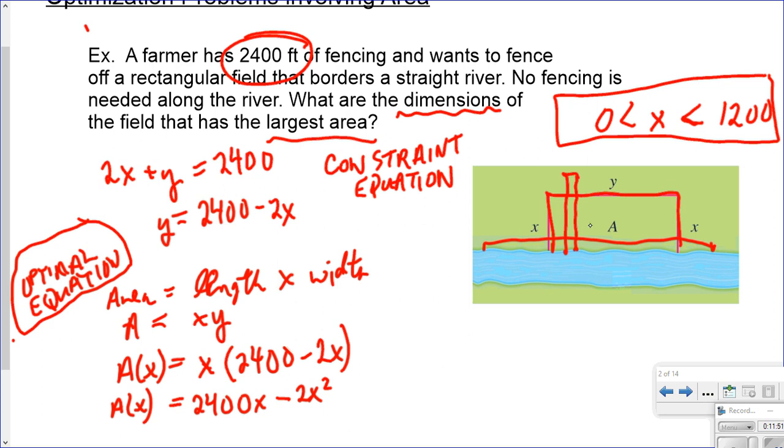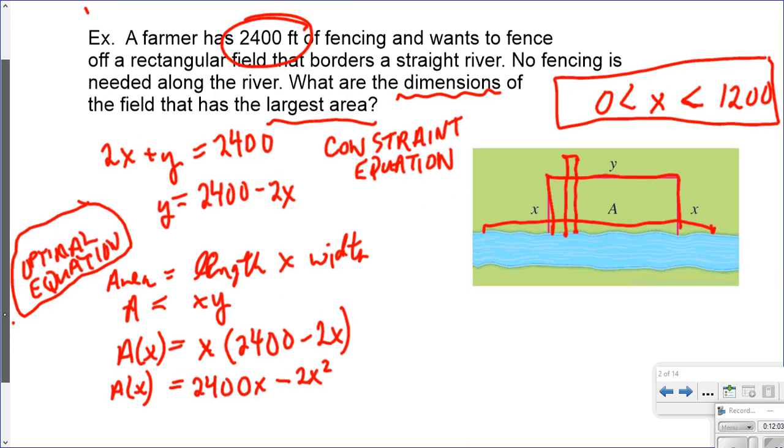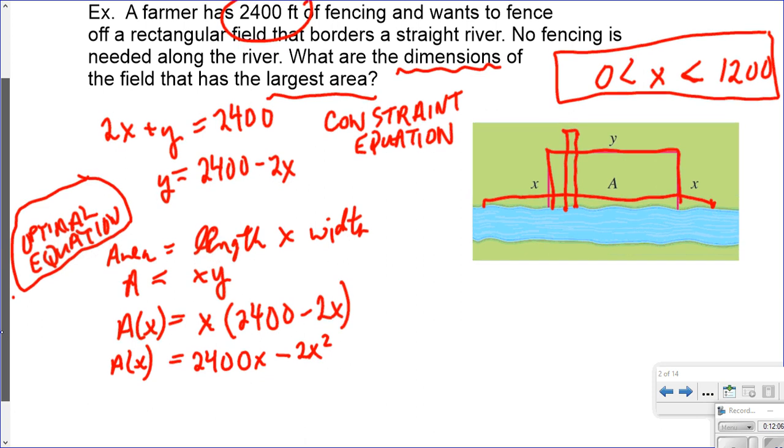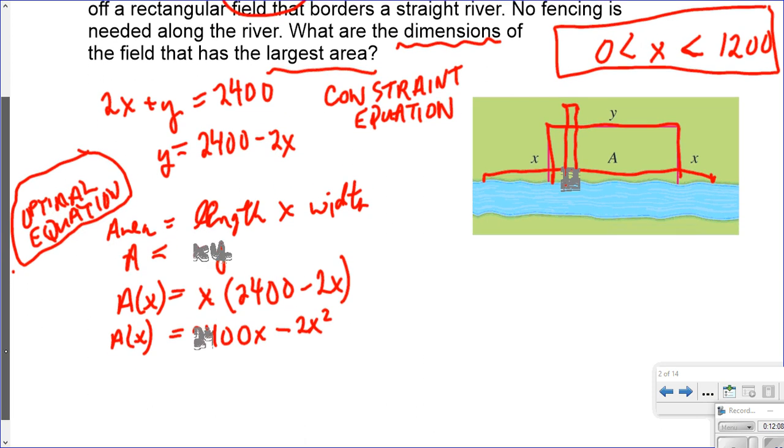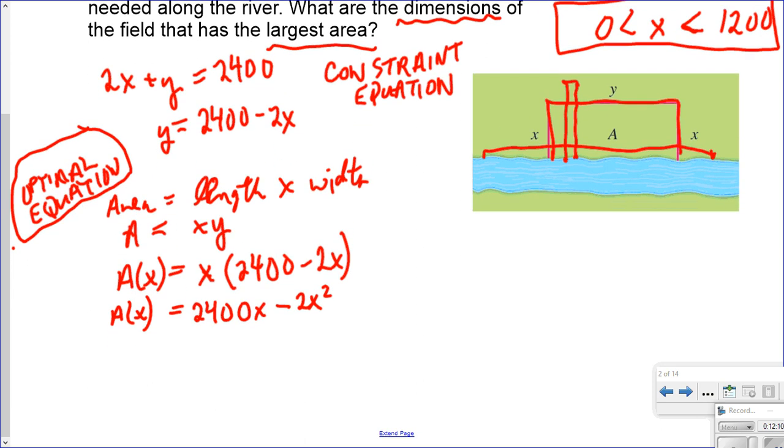Usually with a diagram in a rectangular situation like this, the endpoints represent the most extreme sizes of the rectangle, right? So our answers have to be within that interval. If they're not, then I can't make that drawing. Now I want to find the largest area, and the largest area is a maximum, right?